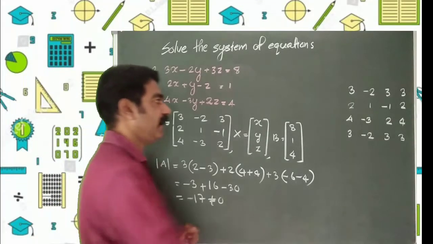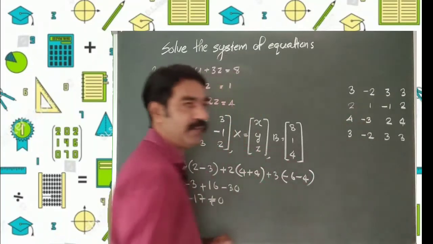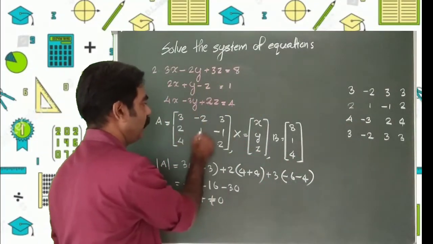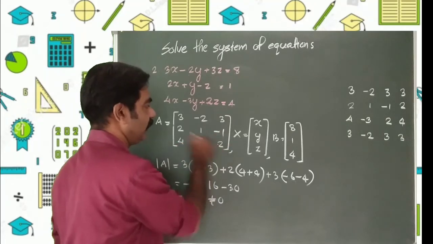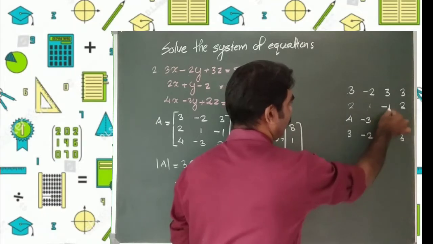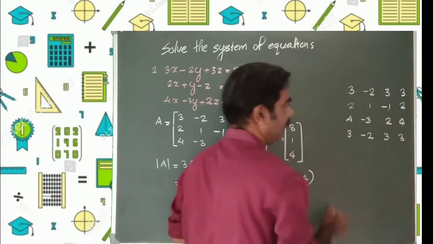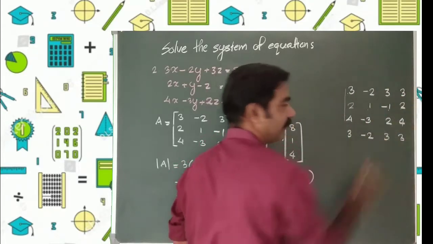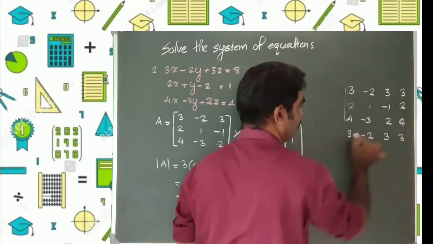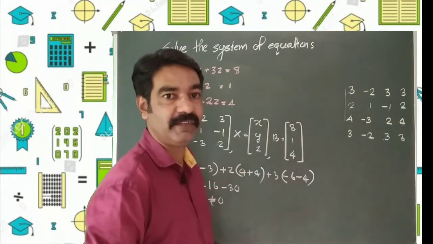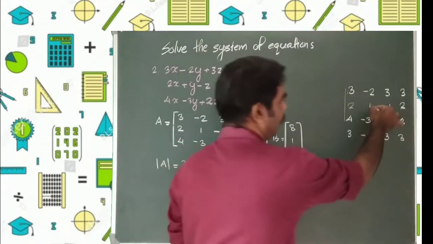For finding the adjoint, we now write the coefficients. See here, 3 minus 2, 3, 2, 1 minus 1, 4 minus 3, 2 are the elements. We write again the first column, 3, 2, 4, and the first row again at the end, 3 minus 2, 3, 3. This is an easy method to find the adjoint. Now we can start from here.